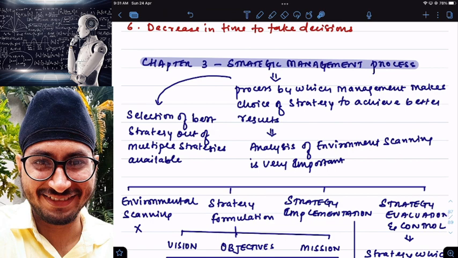Strategic management process. What is involved in the strategic management process? Environmental scanning is involved. Then strategy formulation is involved. Strategy implementation is involved. And strategy evaluation and control is involved.